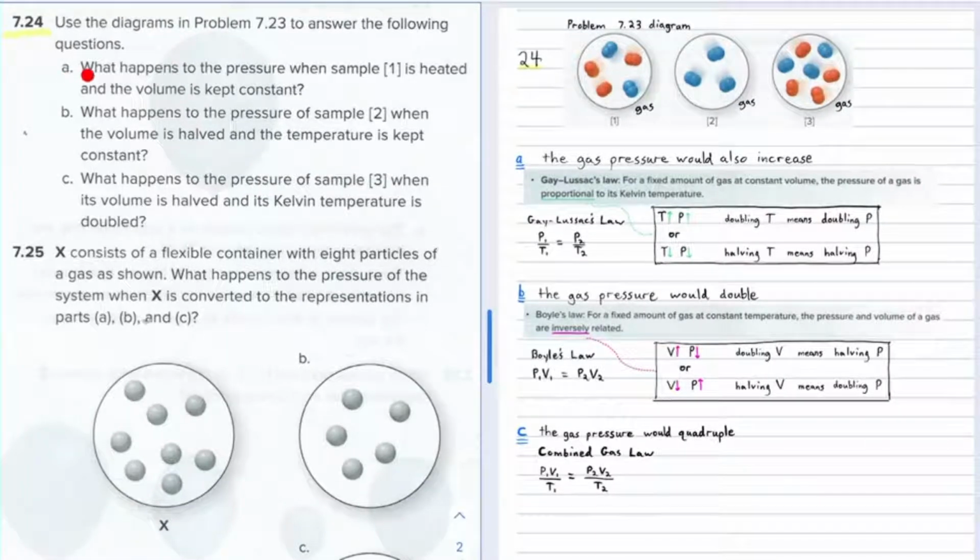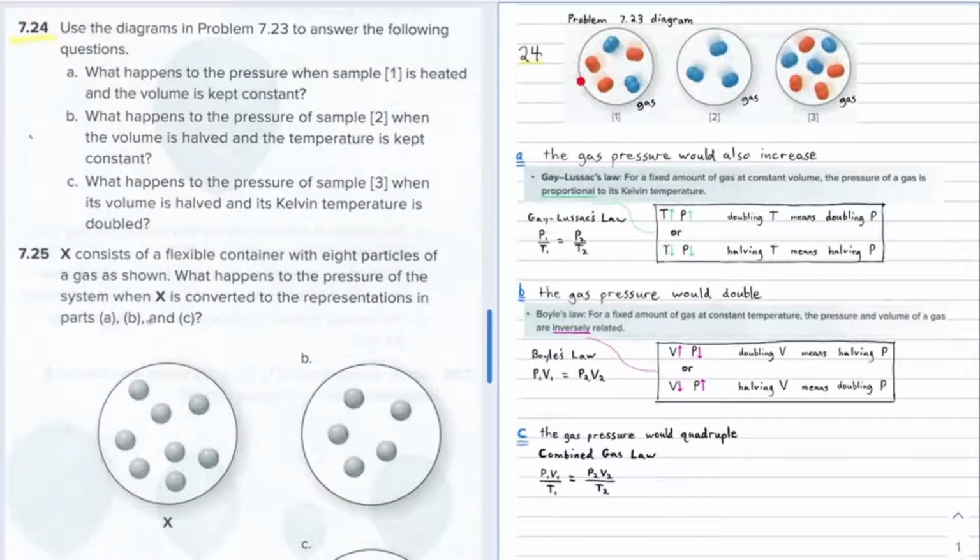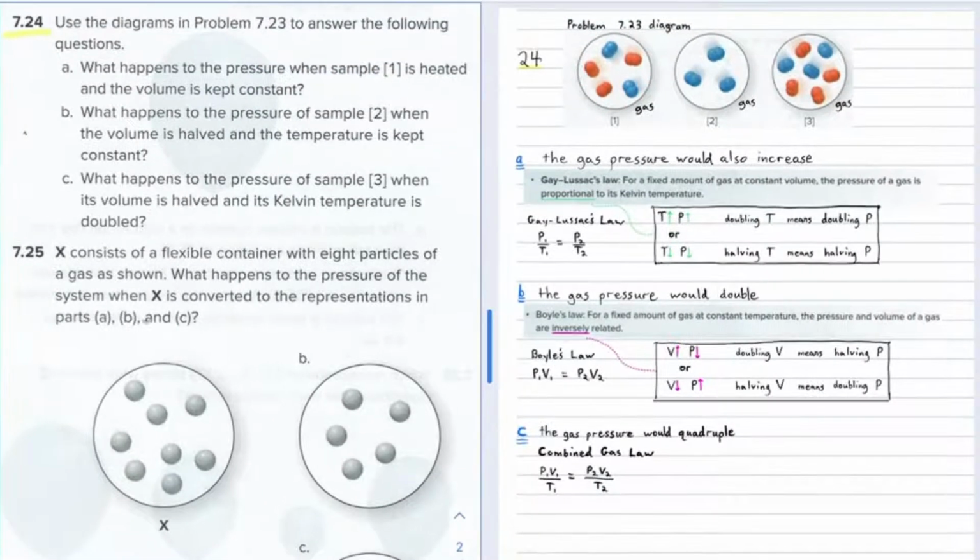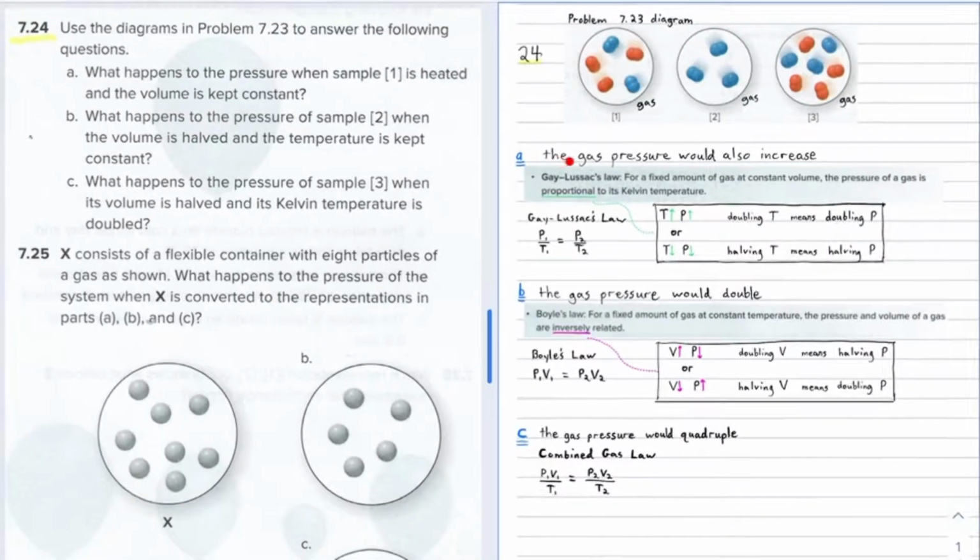Okay, the first one: what happens to the pressure in sample 1, that's this one, when sample 1 is heated and the volume is kept constant? Well, the answer is the gas pressure would also increase. If it's heated, then the gas pressure would also go up. It would increase. And you can get this from Gay-Lussac's law.